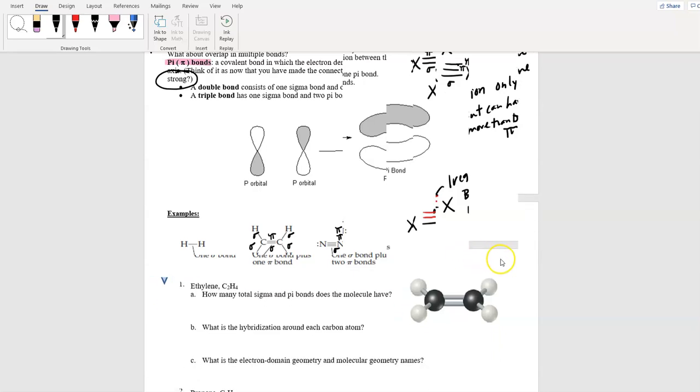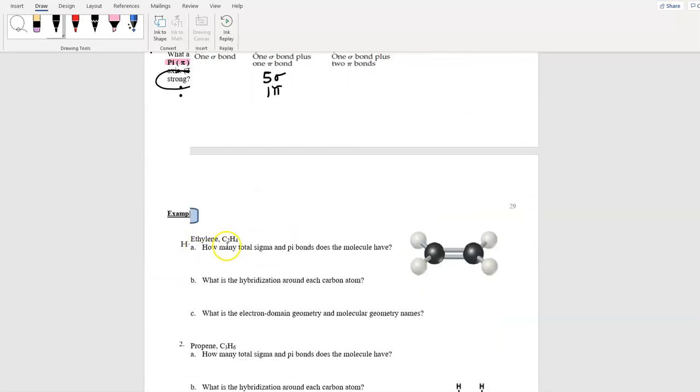So let's practice this. Let's say I had ethylene, which is C2H4, and if this is the picture of it, and I drew it, I took it from the simulation, I built it and drew it. How many total sigma bonds and pi bonds do you have? Well, right here, this is carbon, that's carbon, and then your hydrogens. Okay, so we're doing review. This is the type of stuff you would see on the test. So first, how many total sigmas and pi's do you see?